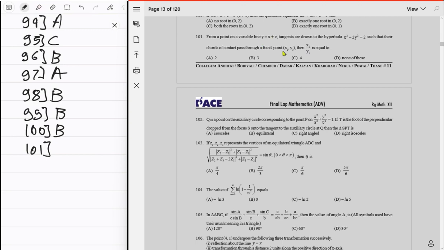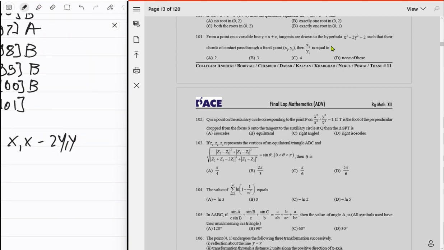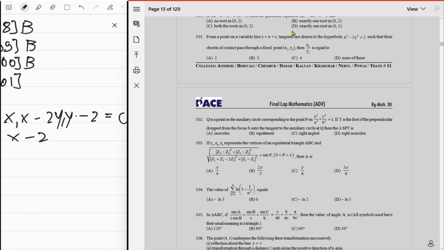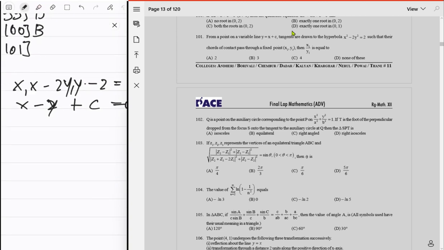So this line is the polar of this pole, right? What does that mean? It means x1 x minus 2 y1 y equals 2, that's our line. Compare it with x minus y plus c equal to 0, just bring the minus to the other side. So x minus y plus c is equal to 0, right? It will become like that.